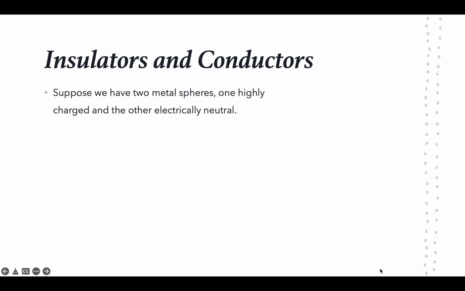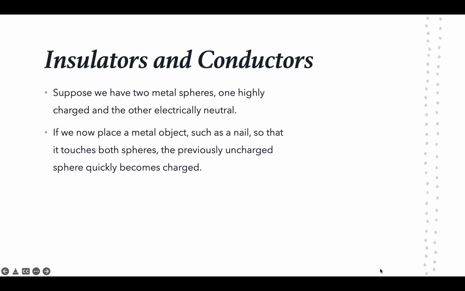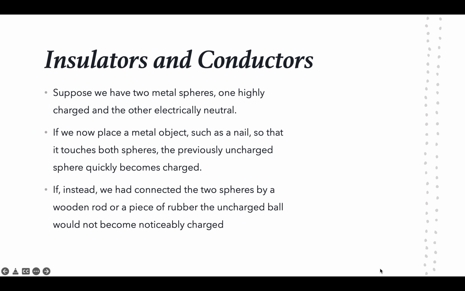So, how would this process work? Suppose that we have two metal spheres. One is highly charged and the other one is electrically neutral. If we place a metal object so that it touches both spheres, then the free electrons from the charged sphere will transfer through the nail into the uncharged sphere until eventually they both have the same charge and they balance each other out.